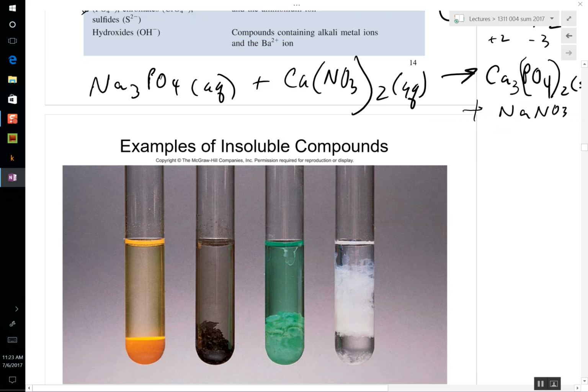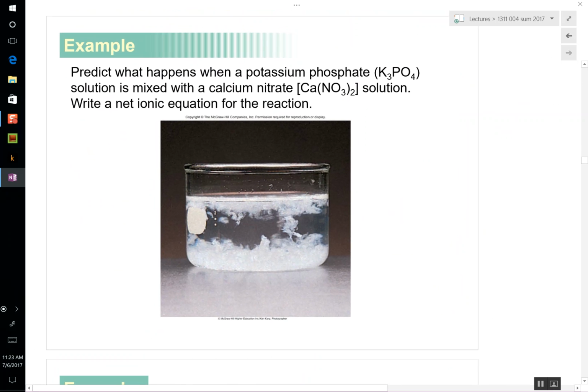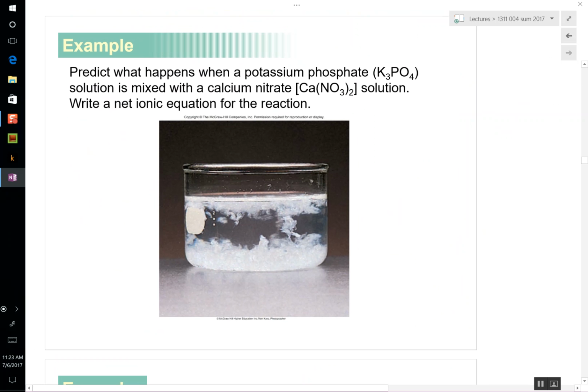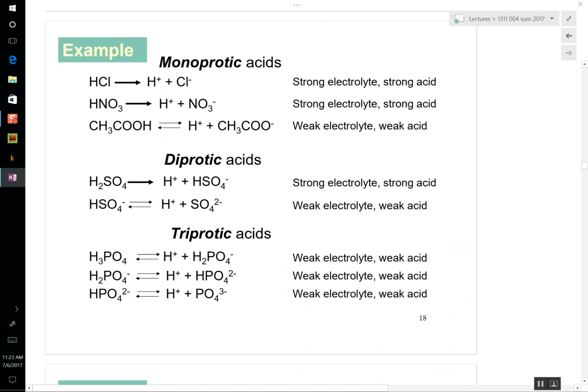Okay, we're going to shift to another topic. So that was all under precipitation reactions. How do you predict precipitates? How do you then complete a reaction and describe the whole thing all the way down to a net ionic equation? Okay, let's talk a little bit about acids and bases.